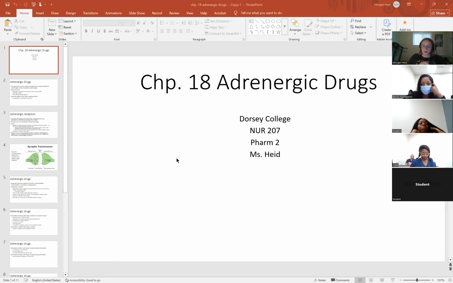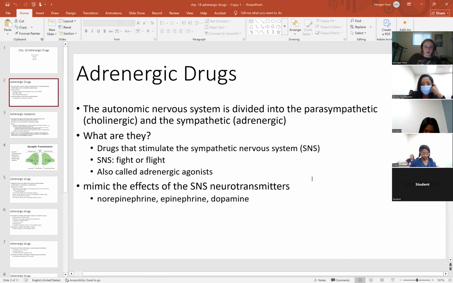Okay. So these medications are again going to be used for my adrenergic drugs. My autonomic nervous system is divided into the parasympathetic and the sympathetic nervous system, which is what we talked about last week, where the parasympathetic is considered the cholinergic and the sympathetic is considered the adrenergic. So basically, the drugs that we're going to talk about right now are going to stimulate the sympathetic, which is going to be my fight or flight.